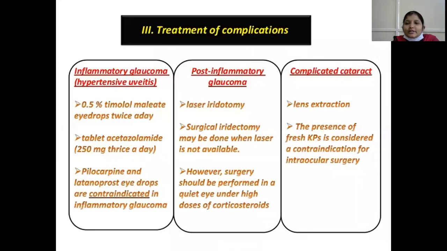Next, coming to complicated cataract. So for cataract, we have to do lens extraction. But when we must do cataract extraction is an important thing. When the disease is active, we should not do cataract extraction because it can lead to precipitation of the inflammation and flaring of the inflammation can occur. So when there are fresh KPs, we should not do intraocular surgeries. We must wait for up to 3 months for inactive disease to perform cataract extraction.